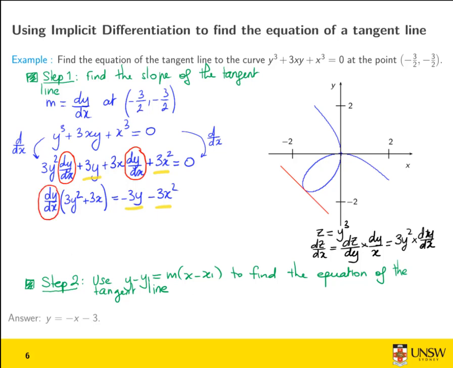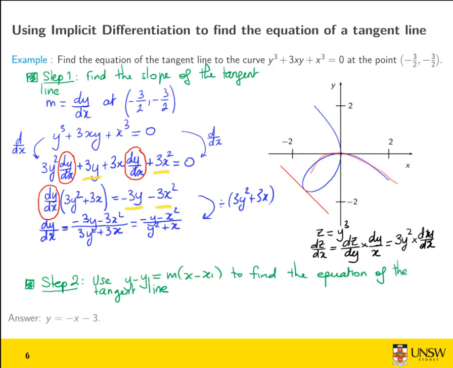Now what I want is dy/dx, and I have dy/dx times something, so to get just dy/dx I will divide by the something. So I'm going to divide both sides by 3y squared plus 3x. So dy/dx is equal to minus 3y minus 3x squared over 3y squared plus 3x. We can divide the top and the bottom by 3. So we get minus y minus x squared over y squared plus x. This formula gives the derivative at each and every point on this curve.